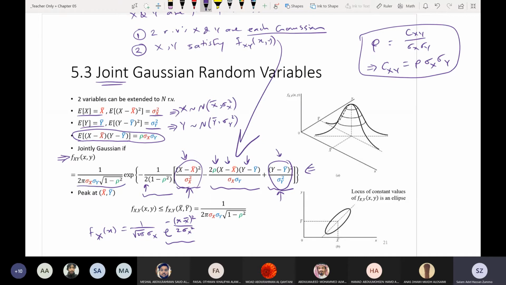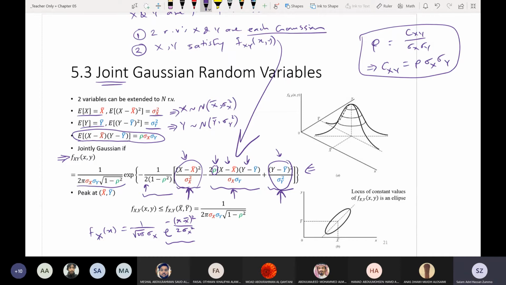What I'm trying to emphasize is that the exponent has the x part, the same as in the single random variable. It has a y part, which is the same as the single random variable y, which is Gaussian, and it has the connection part, the part that connects the two random variables through rho.